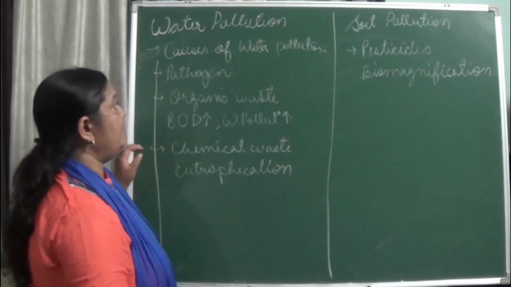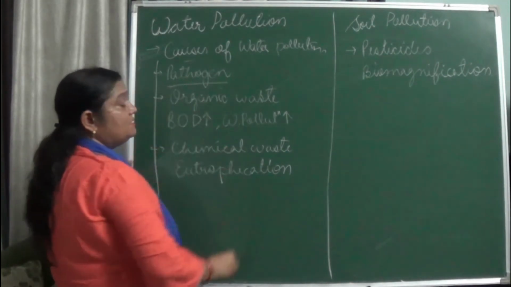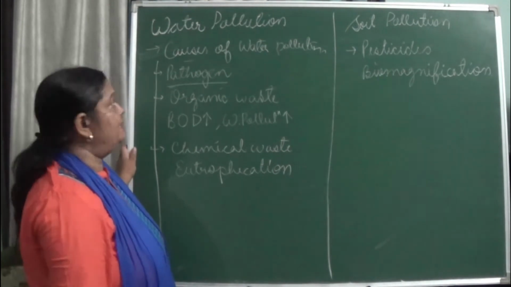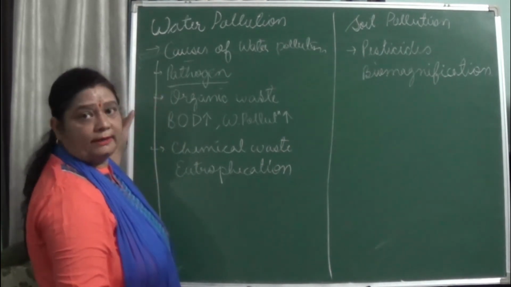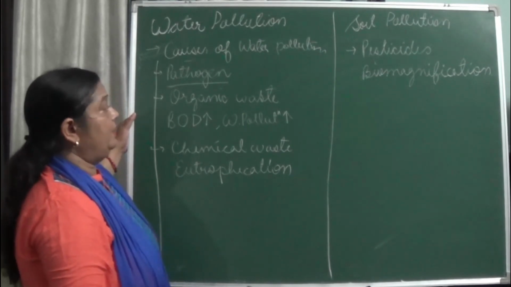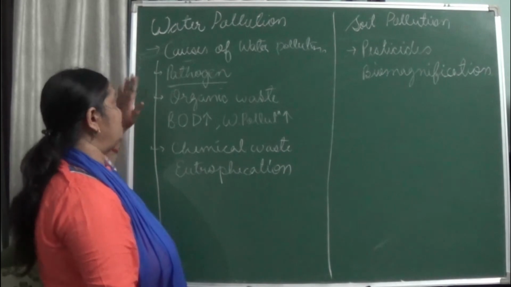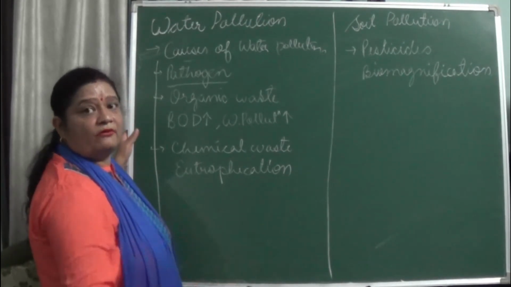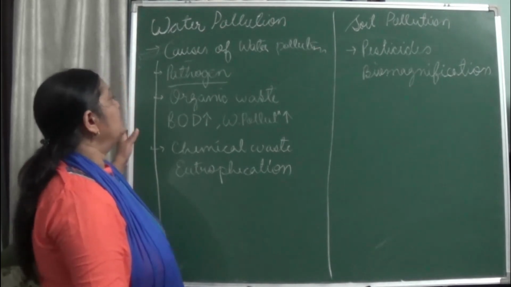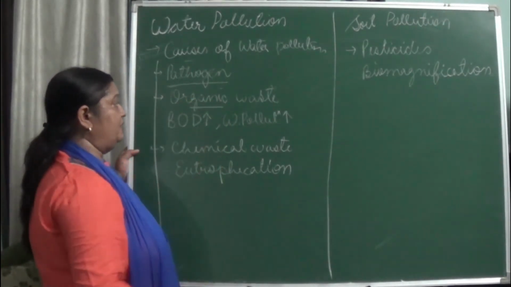So the first cause of water pollution is the pathogen. Pathogens are what? The microorganisms. Okay, these microorganisms in the water, what happens? When this water enters the houses, these pathogens also reach there, and as a result a number of diseases can be caused. Okay, organic waste. What happens in the case of organic waste?